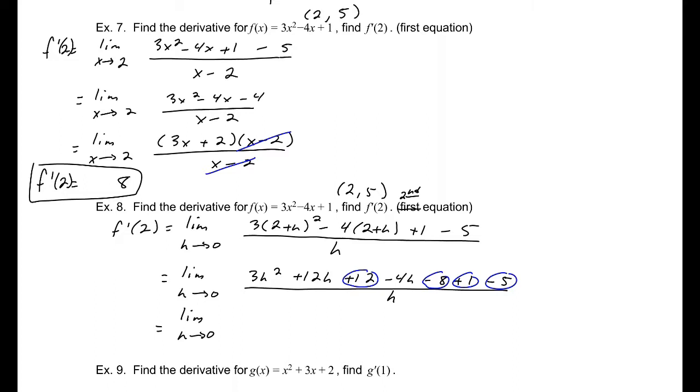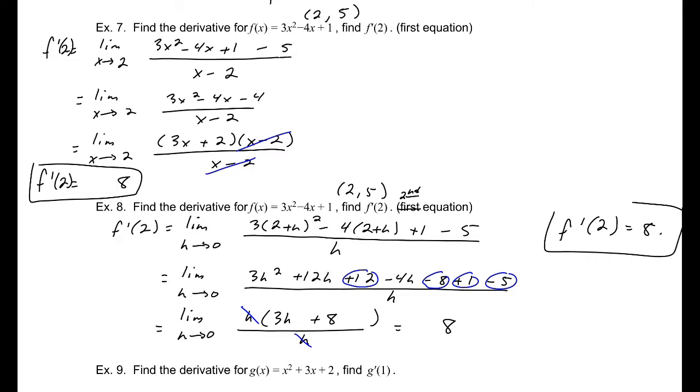All right, so I'm going to go ahead and factor the h out. 3h plus 12 minus 4, well, that'd just be an 8. Just go ahead and do that. Plus 8. Okay, and that's divided by h. Okay, so canceling the h terms and then plugging in 0, we get 8. Therefore, f prime of 2 equals 8, as we deduced with the other formula as well.